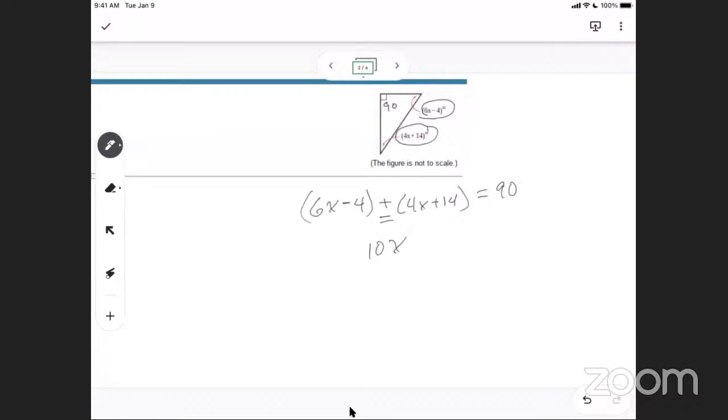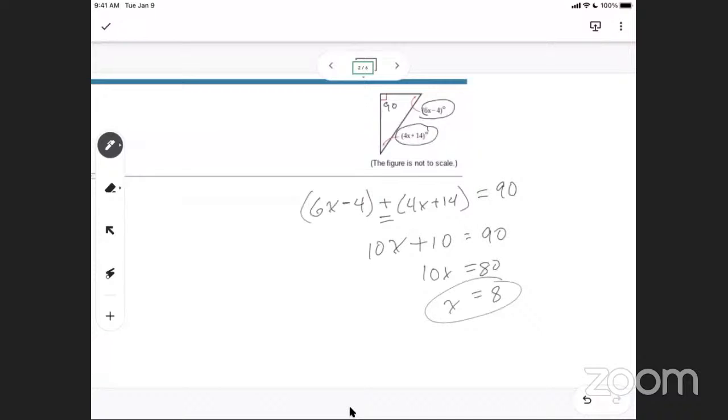Now what? And then you do negative 4 plus 14. Which is? 10. Okay. Then what? Equals 90. And then you do minus 10 to 90, so you have 80. And then 80 divided by 10, which is 8. So x equals 8.